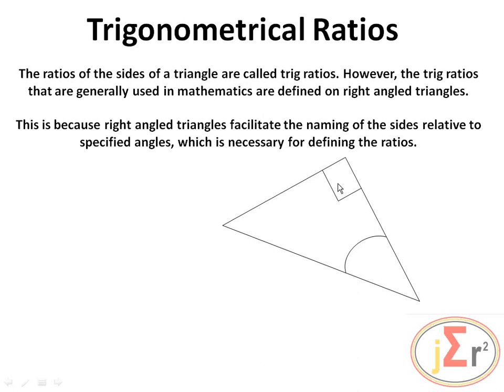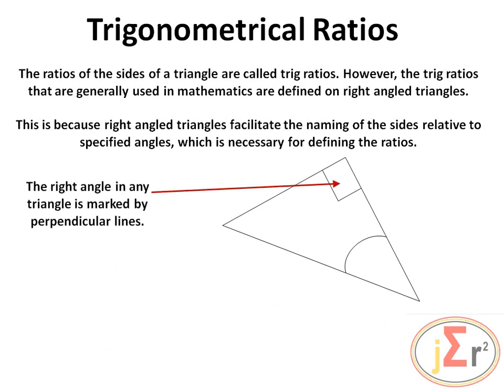The size of a right angle is always 90 degrees. So if we find angles that are indicated with perpendicular lines as we have right here, those angles will be right angles. The right angle in any triangle is marked by perpendicular lines.